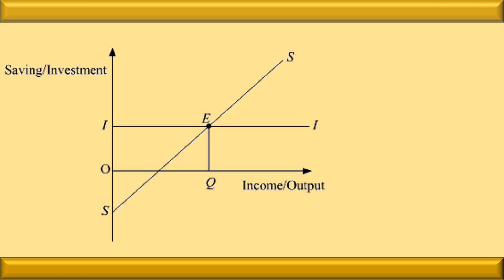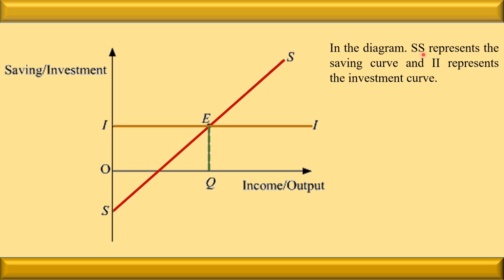Try to see the same thing through the graph. Listen, S is the saving curve. It always starts from the y-axis negative. I is the investment curve, which is parallel to x-axis, because in the two-sector economy we presume that the investment is autonomous investment. E is the equilibrium point, because it indicates that at this point saving and investment is equal.